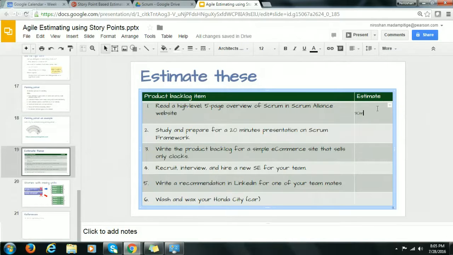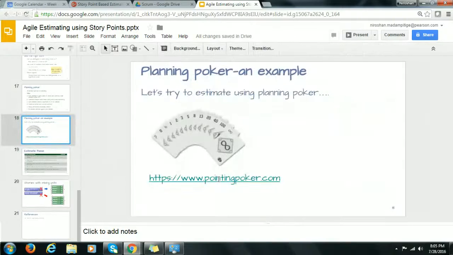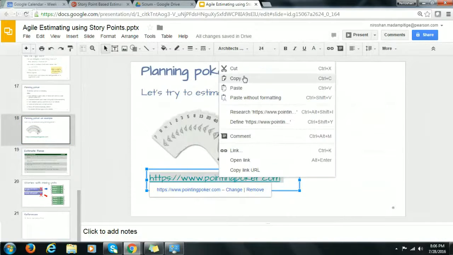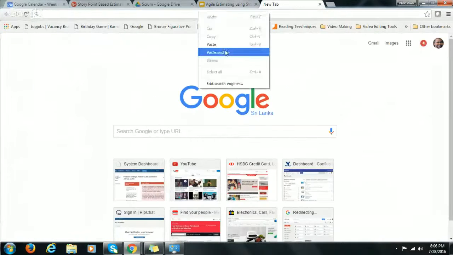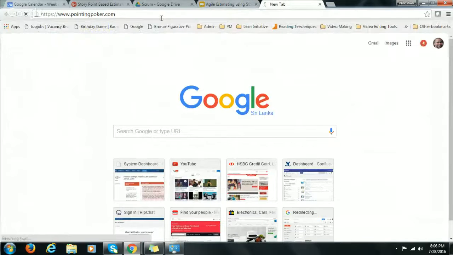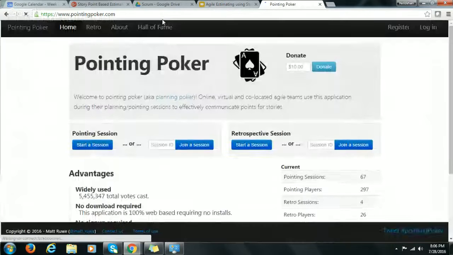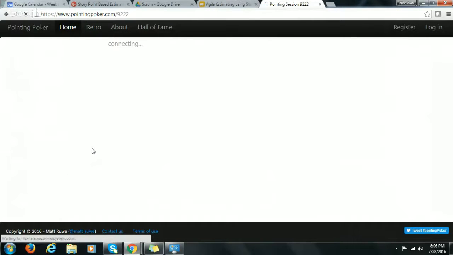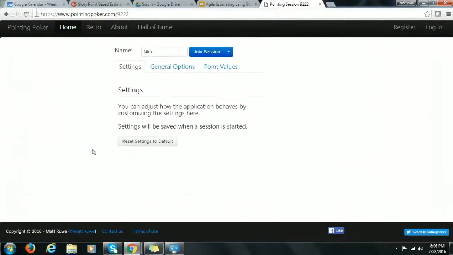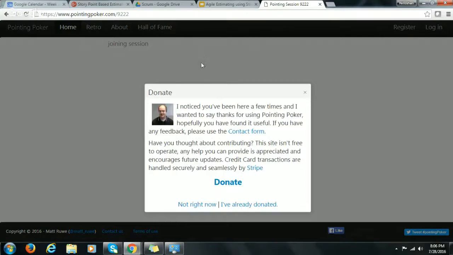How you do this is using the planning book. So we all can go here. Let me do that so that you get a good sense of it. I'm going to copy this, paste it here, and log into this. So that's no login required. All you do is start the session. If you have multiple members in your team, you join the session first. It requests you to donate, but since we are on a webinar, let me do that later.